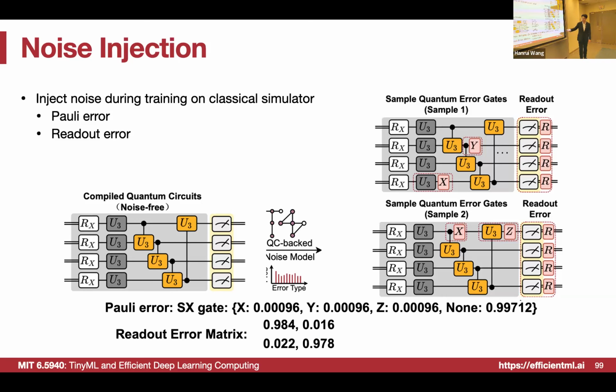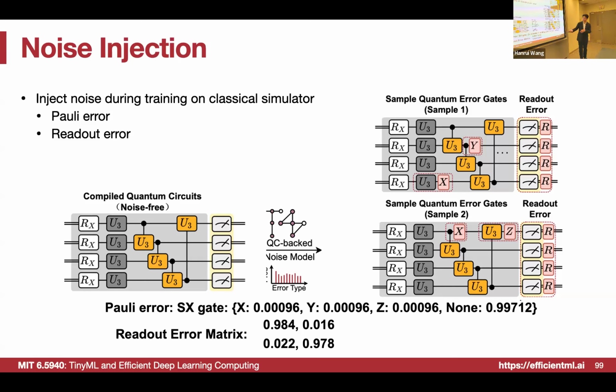And here is an example from the actual IBM device. We can see after this SX gate, there will be 99.7% no error, so you can imagine that the fidelity is around 99.7%. But there is some other probability, around 0.001, that there will be an X error, and also the same probability for Y and Z error. And also here we have the real readout error matrix.